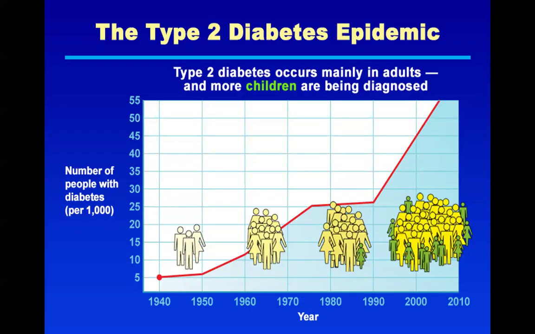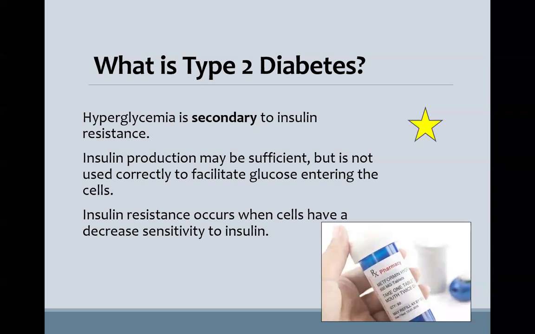This chart shows how in the 40s through the 80s, it was almost unheard of to see children being diagnosed with type 2 diabetes. Once we got into the late 90s and early 2000s, it all of a sudden exploded and became much more common. Just like with type 1 diabetes, hyperglycemia is secondary to insulin resistance. This is a really important point for both type 1 and type 2. You're often going to be quizzed on it on an exam.